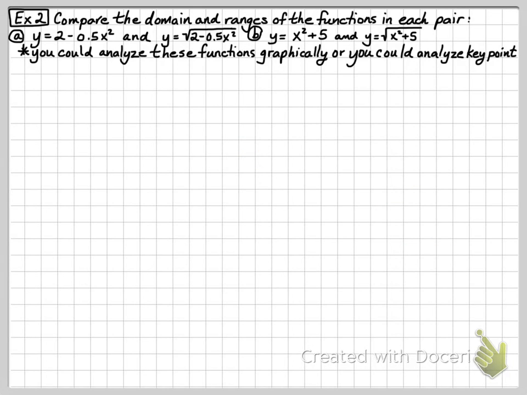In example 2, we're asked to compare the domain and ranges of the functions in each pair. For A, y is 2 minus 0.5x squared, so this is going to be a quadratic function, and y is the square root of 2 minus 0.5x squared. And for B, y is equal to x squared plus 5, and y is equal to the square root of x squared plus 5. Now you can analyze these functions graphically, or you can analyze some key points. We're going to do a combination of these.